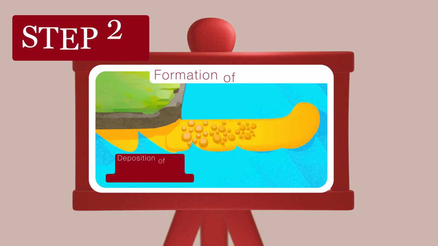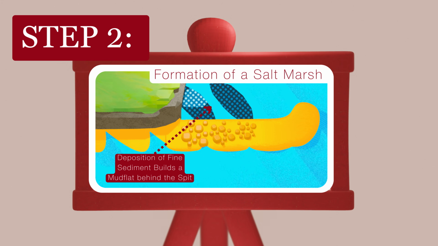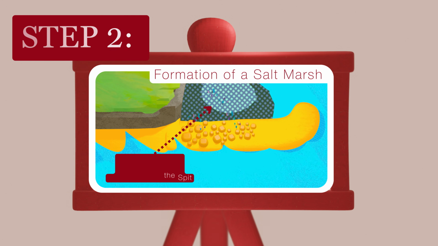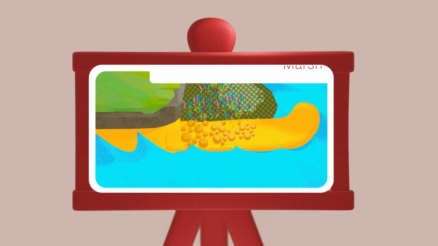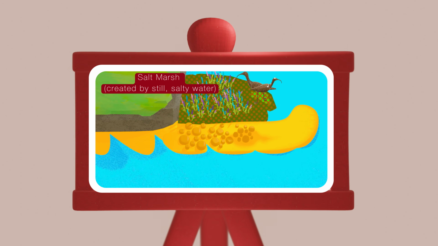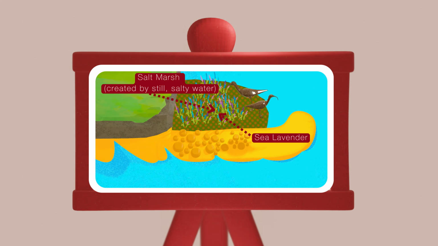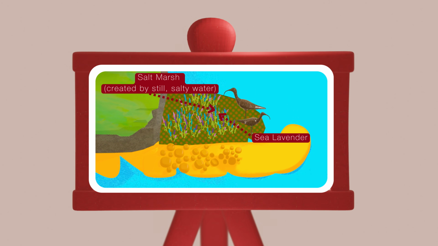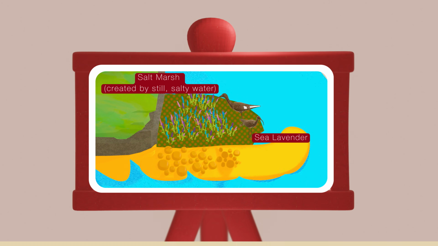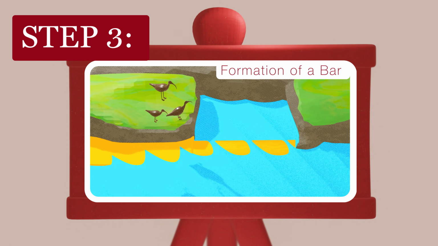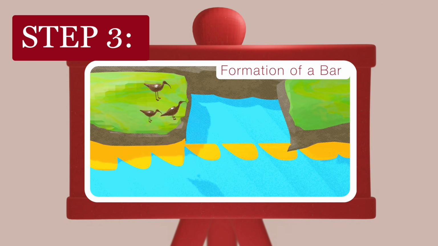Behind the spit, in a sheltered low-energy area, the water is often calm enough for fine sediment to settle. This deposition can build up mudflats and eventually salt marshes, which become home to plants that are specially adapted to salty conditions, such as sea lavender. These environments are important for wildlife and act as natural flood defences.